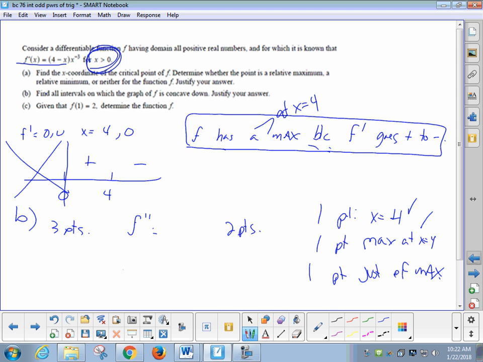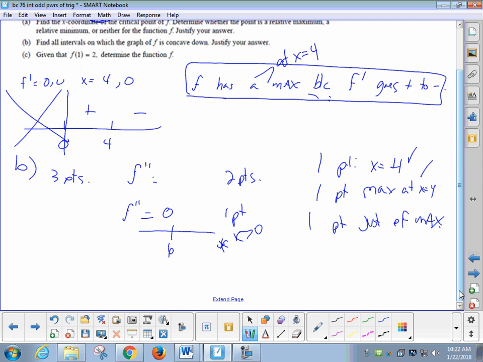You then have to find where f double prime is 0, and then a sign test, it's around 6. That's for 1 point to say it's concave up or down. And this, remember, x is greater than 0. So don't tell me that it's concave up for negative infinity to 6. It's not. That cost you a point. Okay? Use the domain they give you.